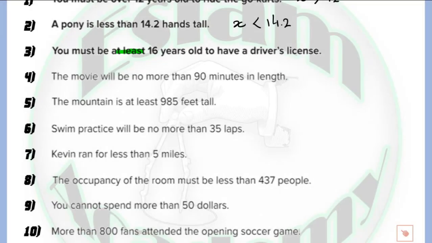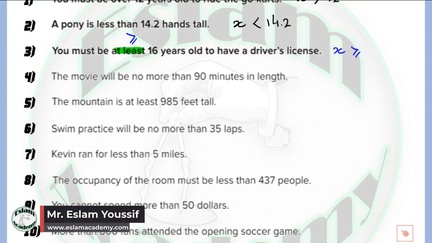In question number 3, you must be at least. What is the meaning of at least? At least means more than or equal. Smaller than will not be accepted. I need more than or equal to 16. So x, which is the variable, at least, which is more than or equal, to 16.